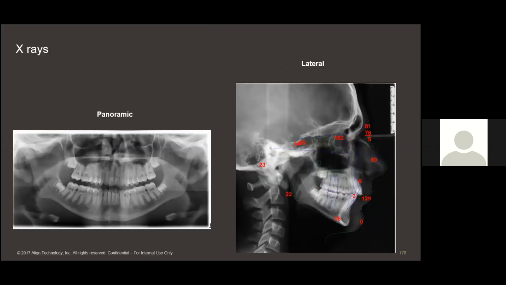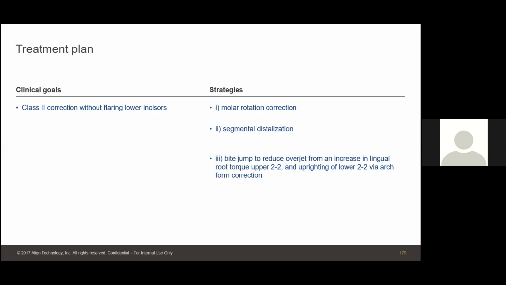He presents as a class 2 Div 1, and we do have some flared lower incisors, so we do want to take that into consideration. So we have molar rotation correction, segmental distalization, and bite jump. So you can see we're combining the aspects of the list that I've given you, that we did molar rotation correction, we're doing segmental distalization because the amount of discrepancy left after molar rotation was too much. But we also want some bite jump. So why do I want some bite jump here? Well, he's a young man, so what is he going to do? He's going to grow.